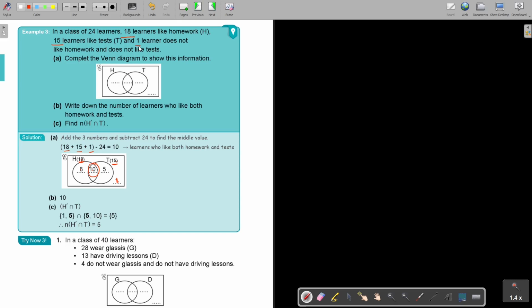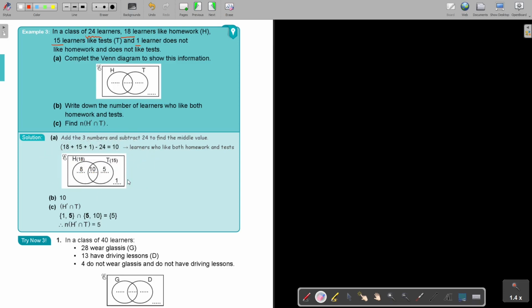Then you subtract, but you know that the total is 24. So you subtract 24, and that answer is that middle part. Okay, and that's how you do it. And now you can say, how do I find this one? I take the top, I subtract 10, and I get 8. I take the top, I subtract 10, and I get 5. And remember that 1 was the one who didn't like homework or tests. So this is the first thing, it's just to complete.